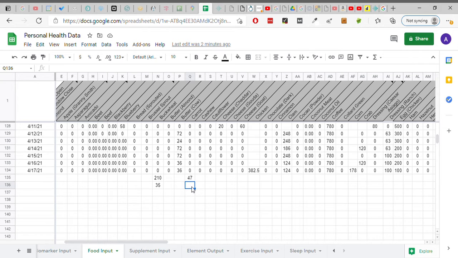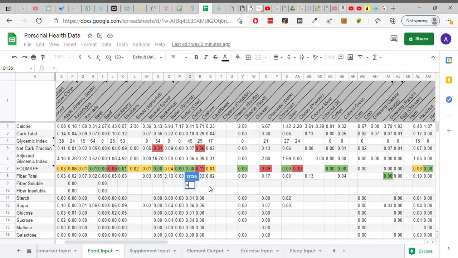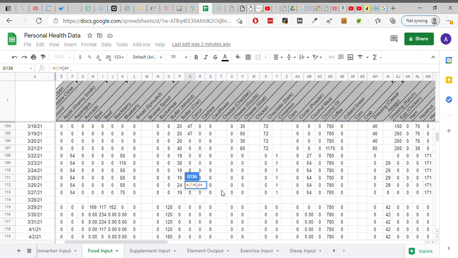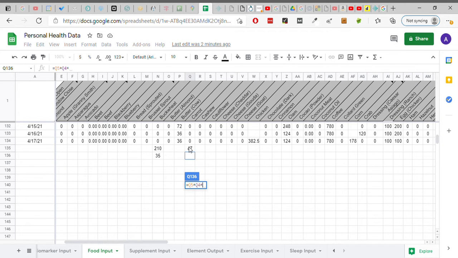To calculate the adjusted glycemic load, we're going to hit equals, going up here, the net carb fraction multiplied by the glycemic index of the carrot multiplied by how many grams of the carrot we consumed, which was 47 grams. We wrap that in parentheses and then divide everything by 100. We get an adjusted glycemic load of 1.